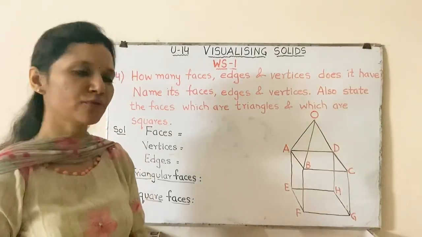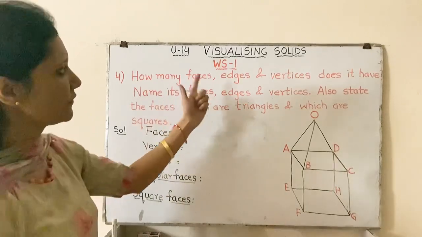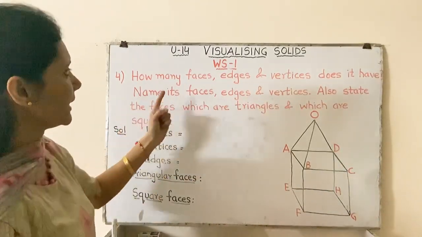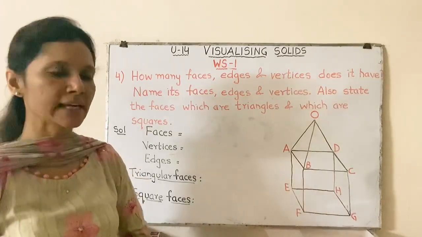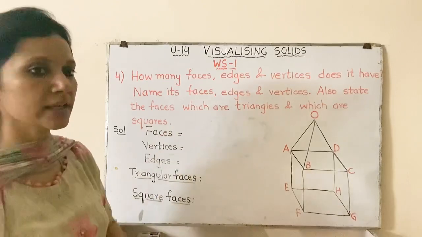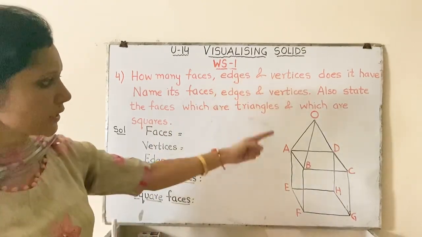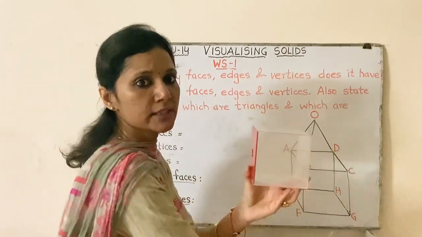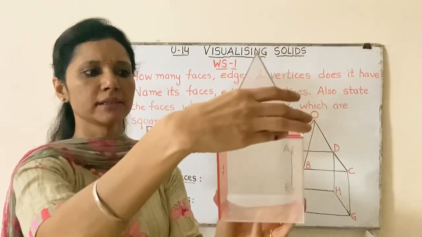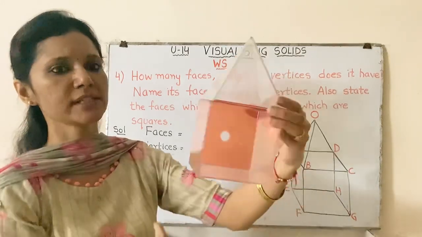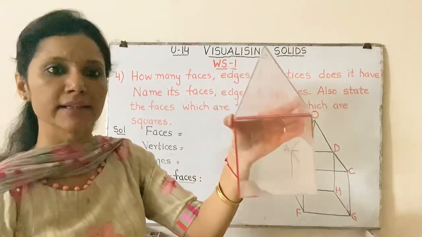Coming to question number 4, the question says how many faces, edges and vertices does this have? And name the faces, vertices and edges, and we also have to tell the faces which are triangular in shape and which are square in shape. So what is given to us is a cube. A cube is surmounted by a pyramid. That means a pyramid is placed on top of a cube. So this is the solid that we actually have in this question.